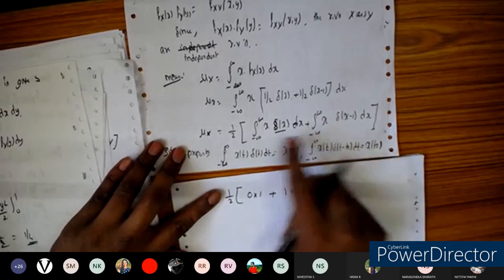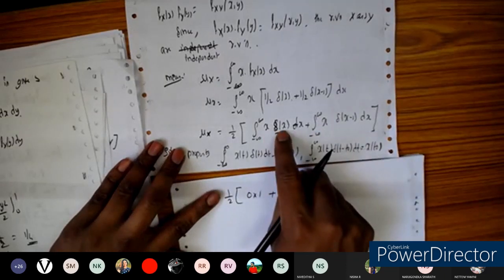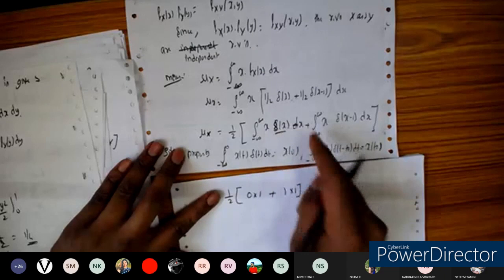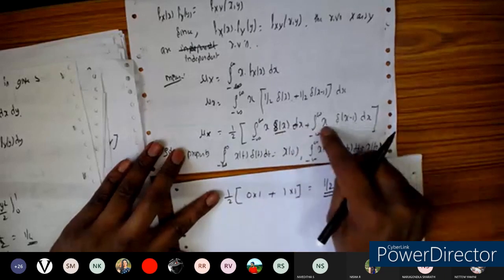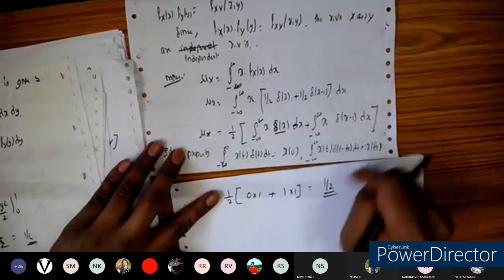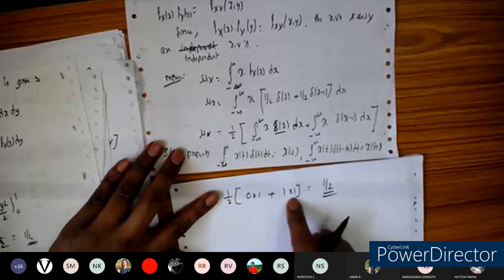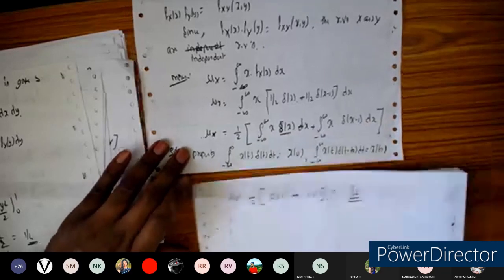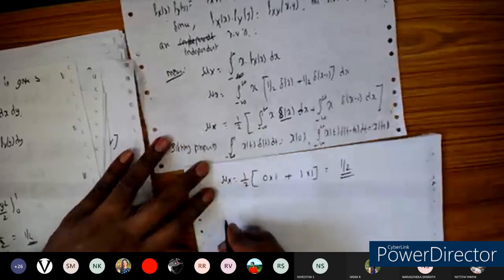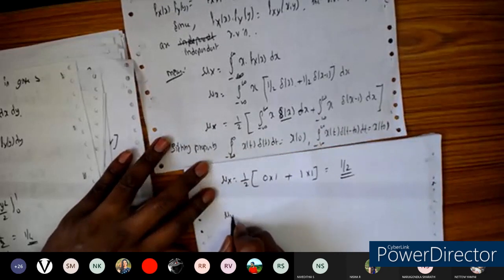This is at x equal to 0, that's why 0 into delta of 0, which is nothing but 1, so 0 into 1 becomes 0. And this is at x equal to 1, so 1 multiplied by 1 becomes 1. So the answer will be 1 by 2. That is the mean of the random variable x. Similarly for the mean of the random variable y.